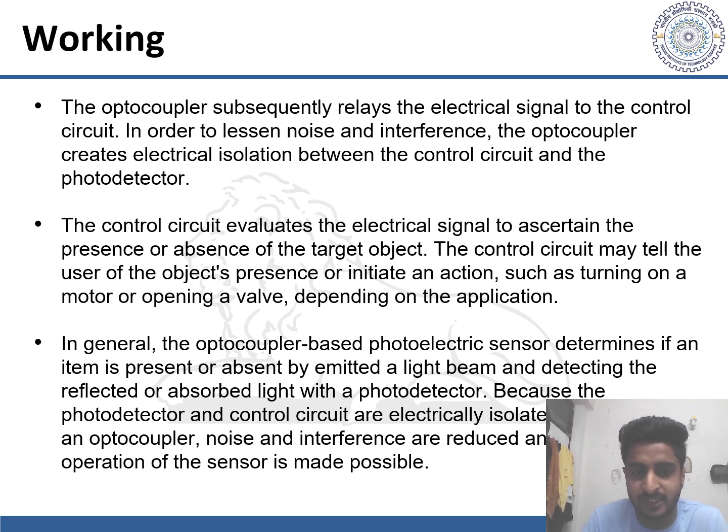to initiate new actions that we have to take based on the present environment of a circuit. The control circuit may tell the user of the object presence or initiate an action such as turning on a motor or opening a valve depending on the application. So this is how an optocoupler and a photoelectric sensor basically works.